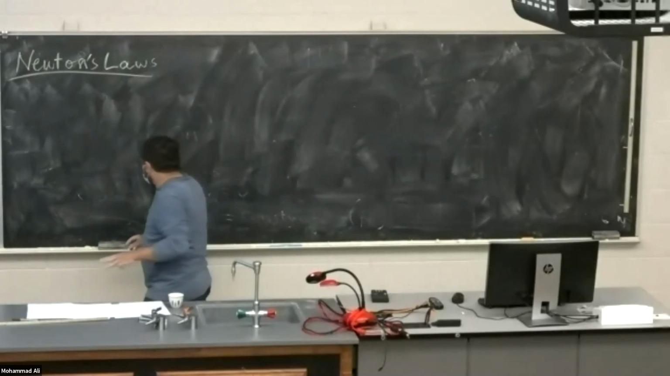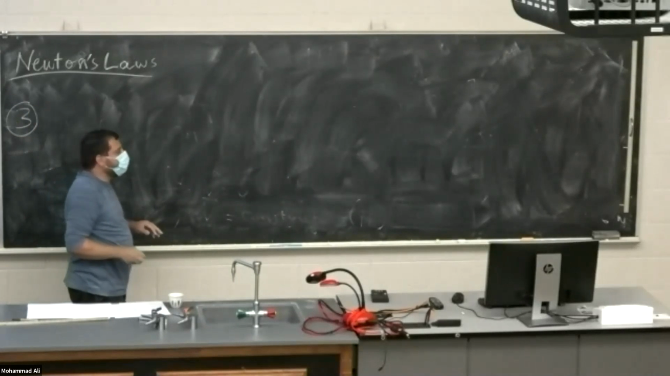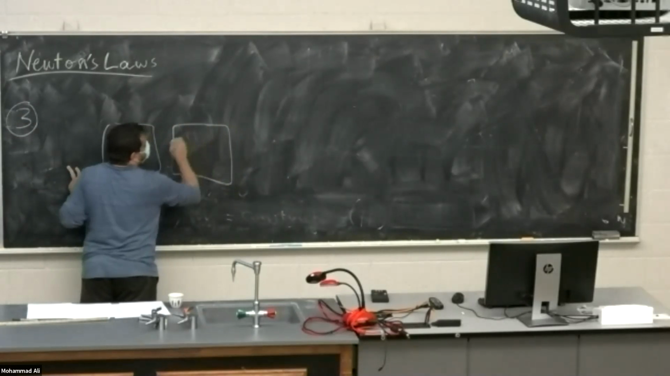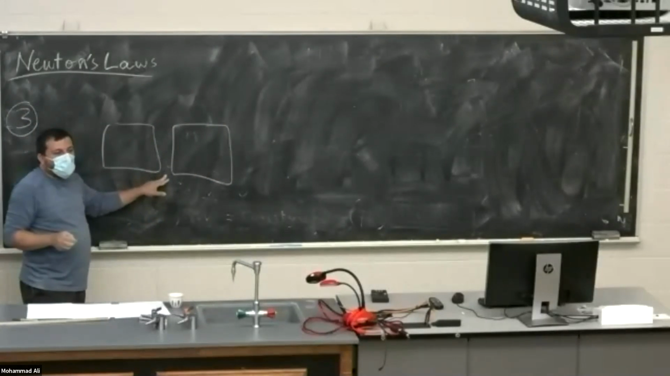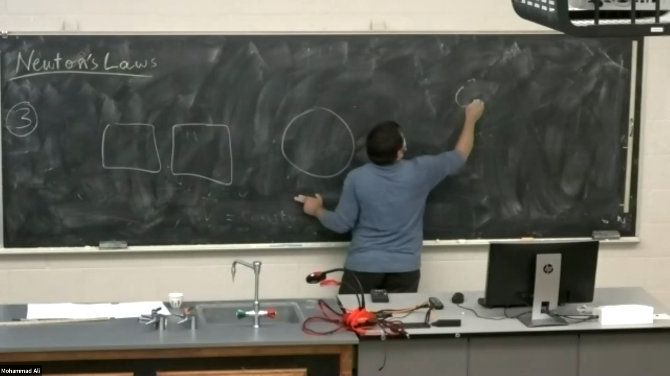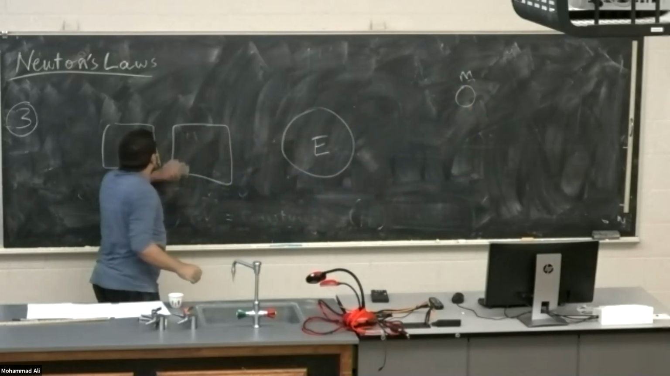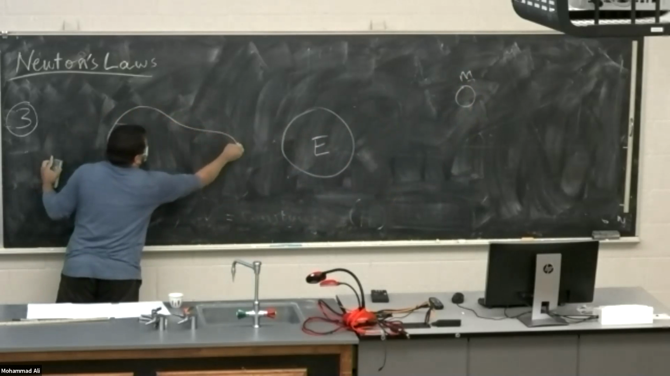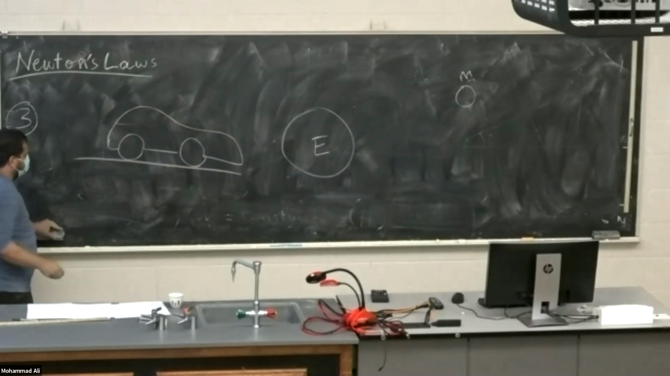Newton's third law. In our nature, we have many objects. Between any two objects, there is an interaction. Maybe these two objects are away from each other, like this. This is the moon, this is the earth. They are not in contact. Maybe they are in contact.